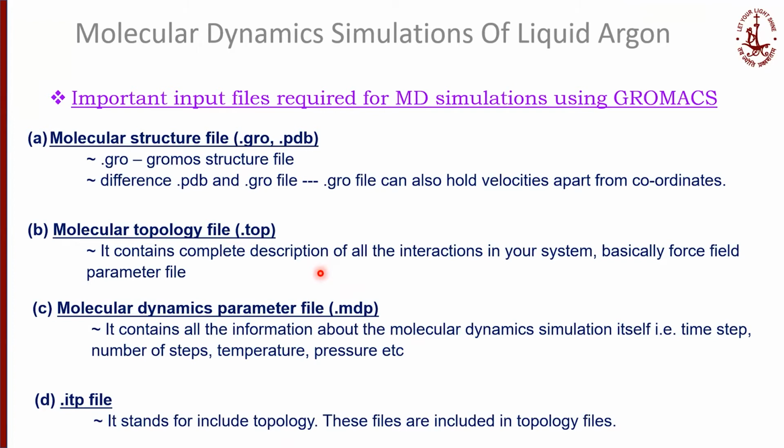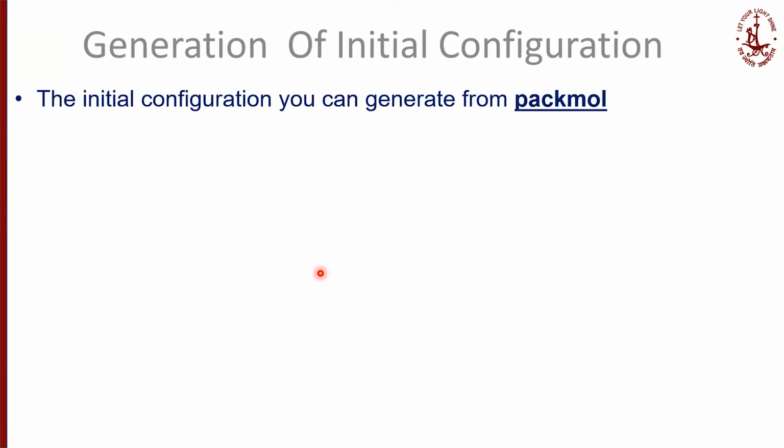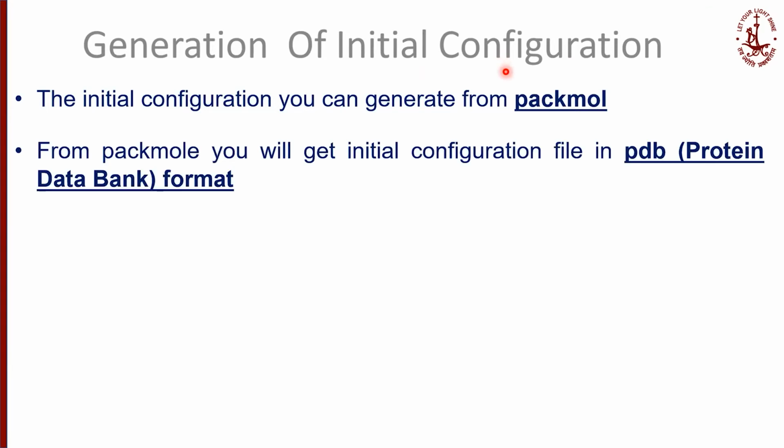So now I'll start with the structure file. How do you generate the initial configuration for any simulation? Suppose for argon, you want to generate an initial structure. You can generate it from the software PackMol. You have already installed it. What you need for it? Now for PackMol, you will get the initial configuration in the format of PDB, that is, protein data bank format.